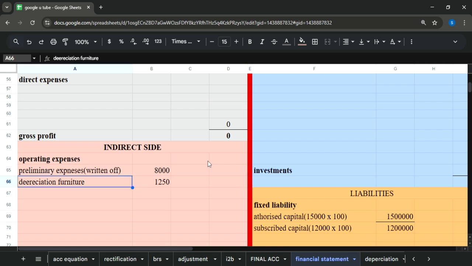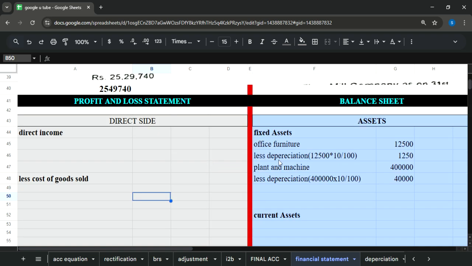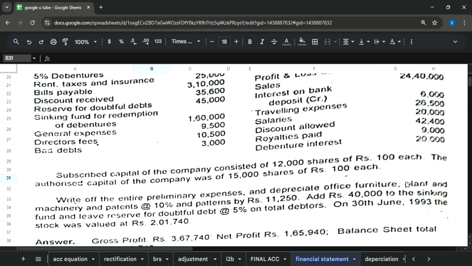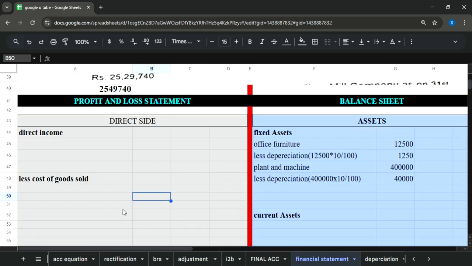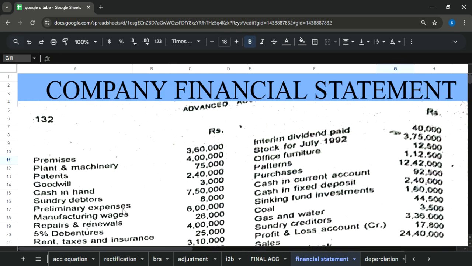Similarly, we will come over here and depreciation on plant, 40,000, was calculated over here. Two depreciations are completed. Now the third one is for patents. We will be following the same steps. Patents. Let's see how much the amount of patents is. This is patents and we have got patents 75,000.